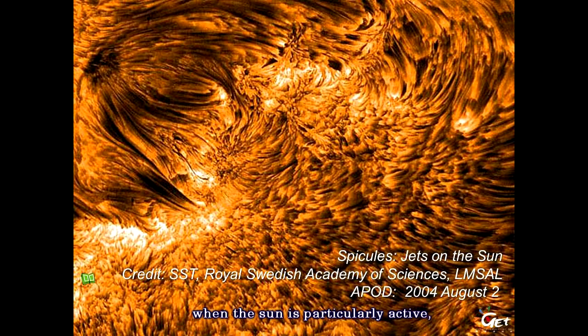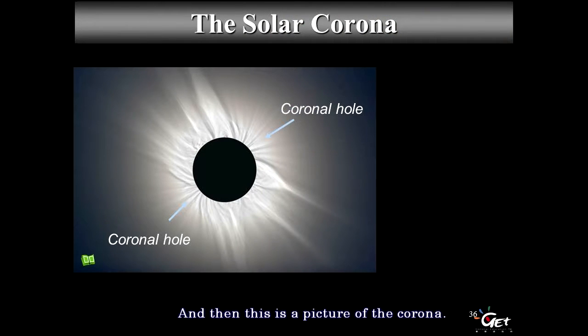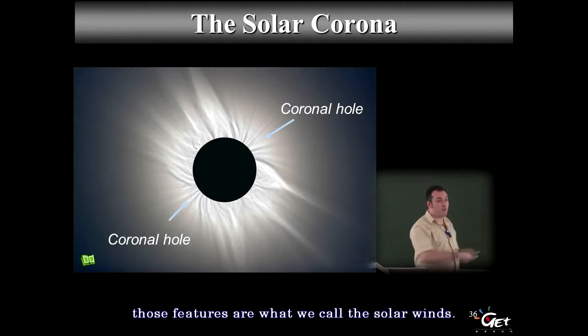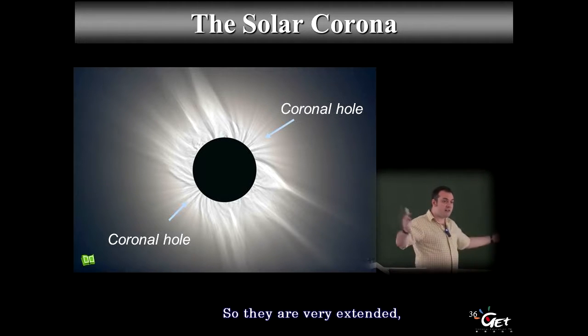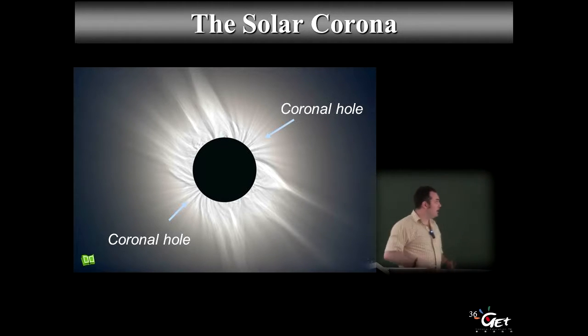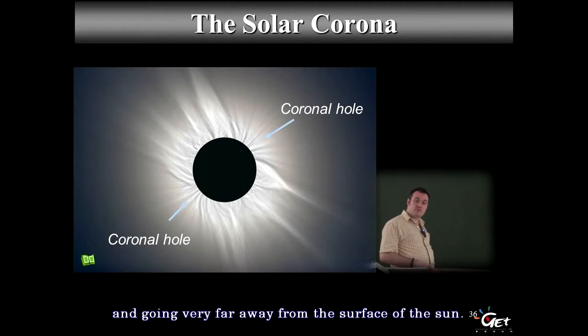Sometimes, when the sun is particularly active, you can see a lot of them in one place. So these things are jumping from there to there and there to there. And then this is a picture of the corona. So here you have a prominence which happened in the chromosphere, and the corona is this thing, and you see that those features are what we call solar winds. So they are very extended, very large scale, and going very far away from the surface of the sun.